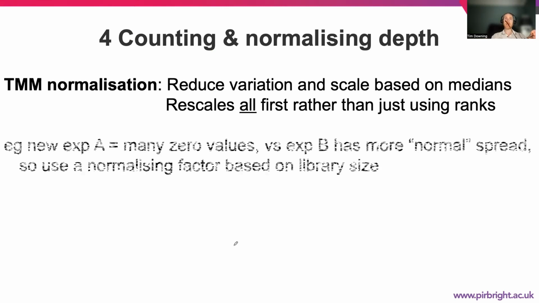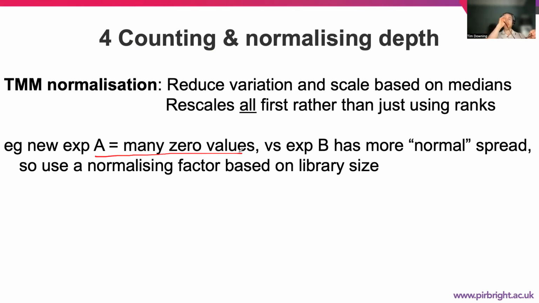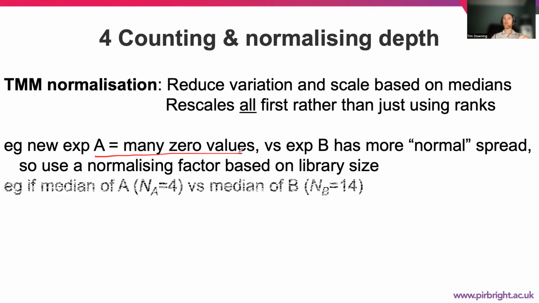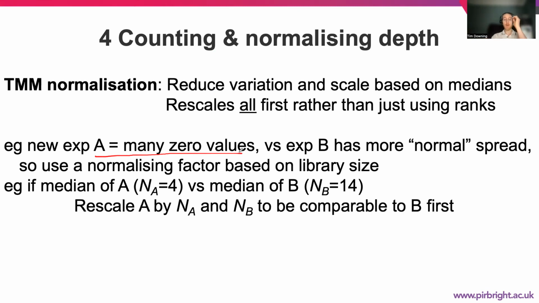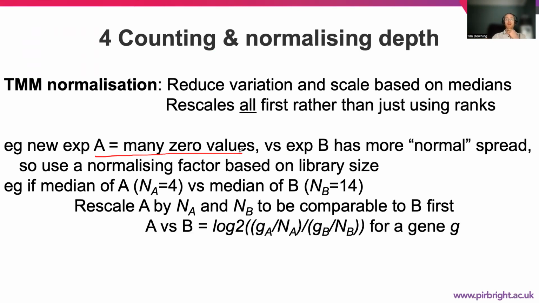So we have to consider that it doesn't quite use ranks in this instance. If we consider that we have experiment A where most of the genes have low expression values, we have many zero values, and experiment B is a normal spread of values, we scale it by the library size. B has more reads, therefore we can scale it by the number of reads that are present. So the median of A is 4 and the median of B is 14. Then we're just going to divide gene G in A by the library size of A and gene G in B by the library size of B, and then take the log 2 of that to compare A versus B for that particular gene G. That's in essence what we're doing.